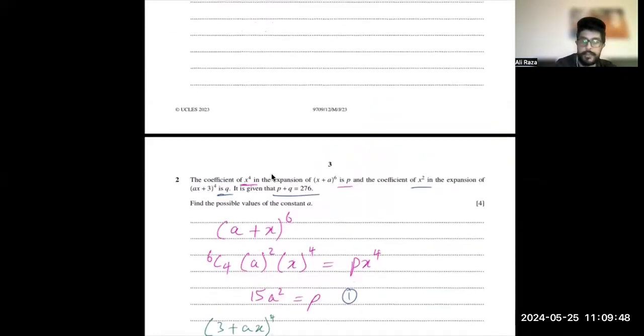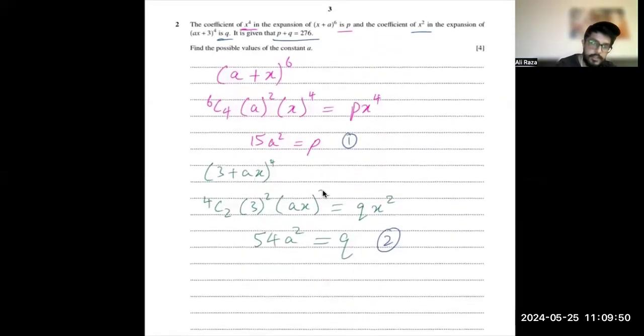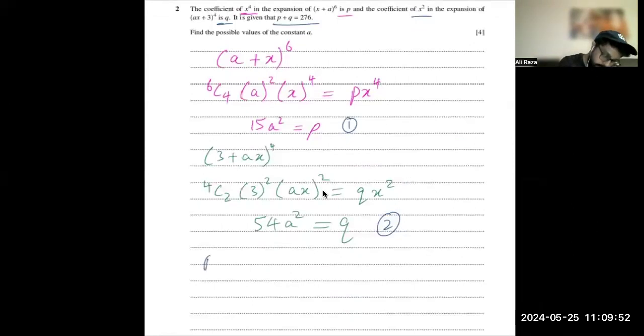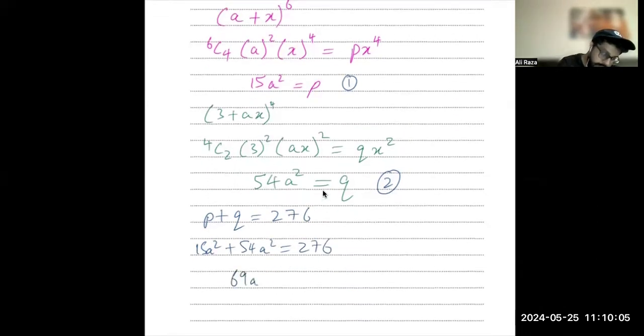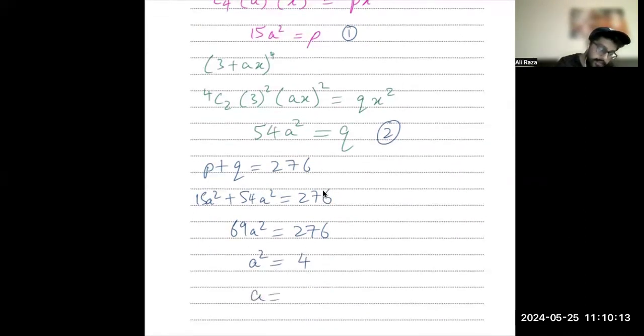And we have p plus q is equal to 276. 15a squared plus 54a squared is equal to 276. 69a squared is equal to 276. A squared is equal to 4. A is equal to plus minus 2.